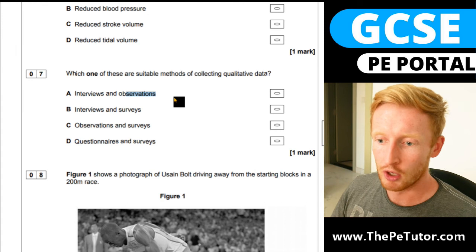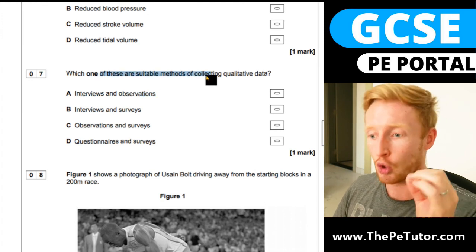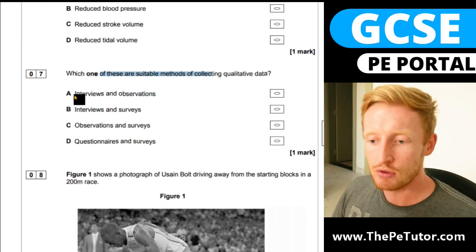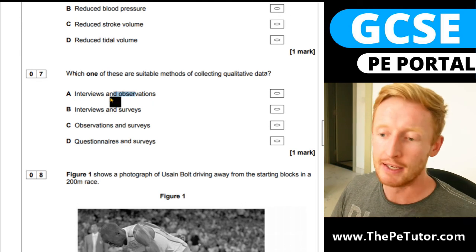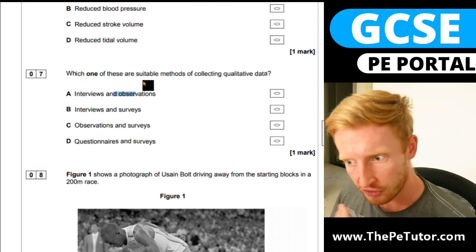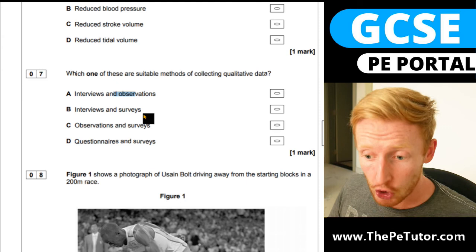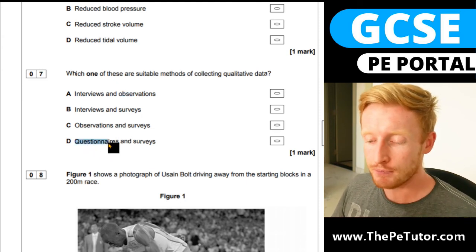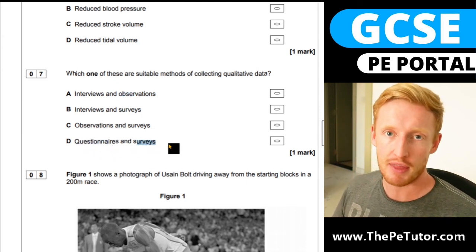So the answer for this one, which one of these are suitable methods for collecting qualitative data, interviews and observations, question A. Now this question could have been quantitative data, which is where we could have used questionnaires a little bit better, we could have used surveys and things like that.